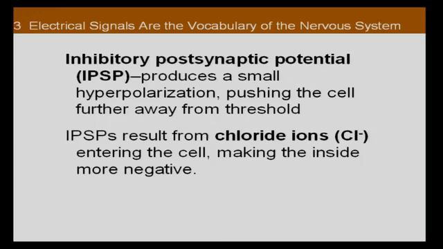Okay, the second kind of postsynaptic potential you could have is an inhibitory postsynaptic potential, an IPSP. This produces a small hyperpolarization. That means this kind of potential is making the membrane potential get even more negative, even harder to get an action potential generated. And it pushes the cell farther away from threshold. The IPSP results not from sodium channels opening, but from chloride channels opening, and chloride entering the cell. Chloride is a negative ion, making the inside of the cell more negative.